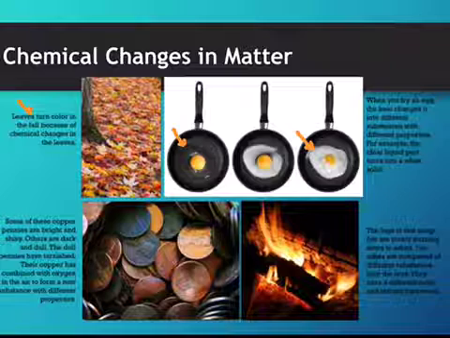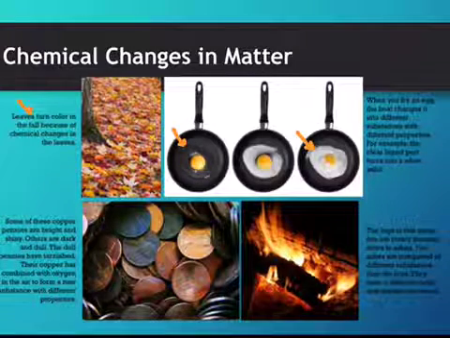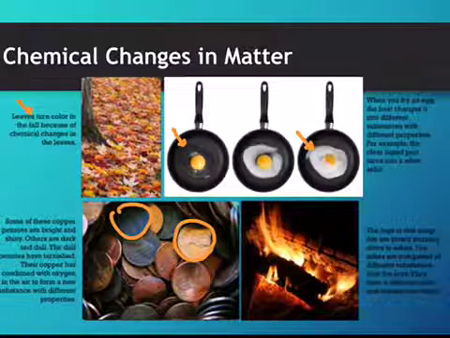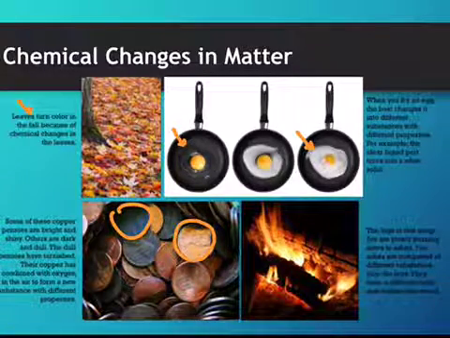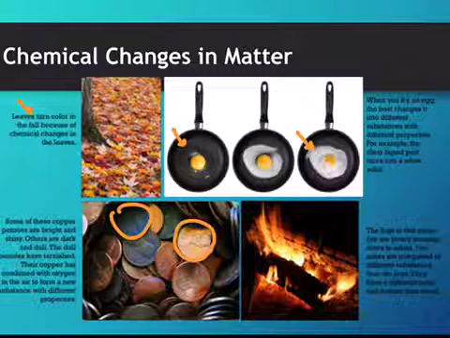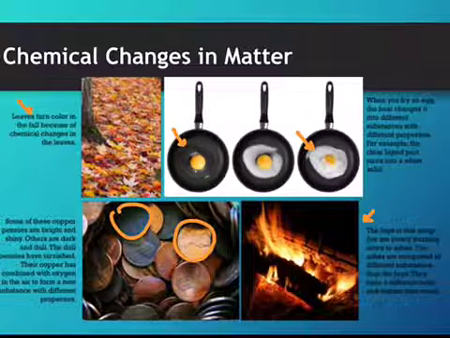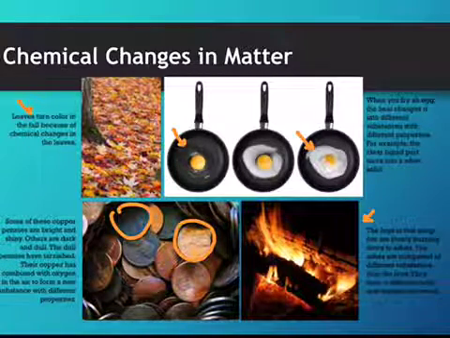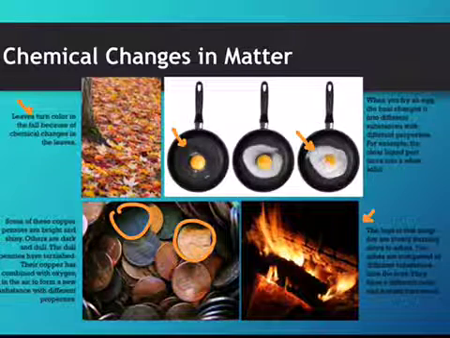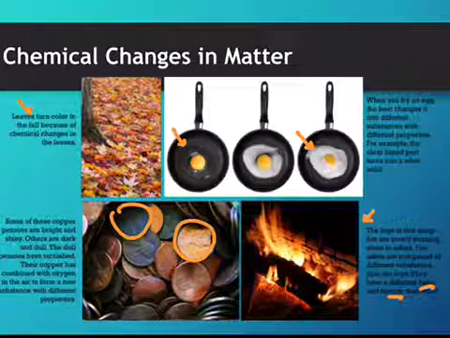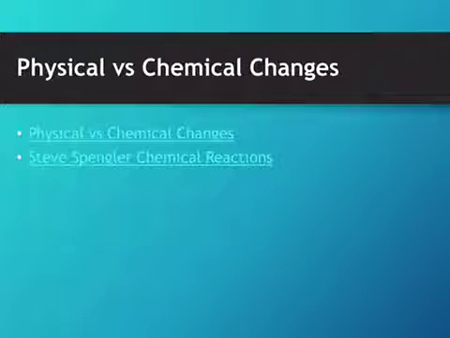a solid white color. Some of these copper pennies are bright and shiny, like this one right here, while others are more dull. And this is because their copper has reacted with the oxygen to form a new substance with different properties. And then burning the logs in the campfire, it slowly reduces the logs to ashes, and the ashes are composed of different substances than the logs. Again, it has a different color and a different texture than the wood. So you can use these links to watch a couple videos about physical and chemical changes.